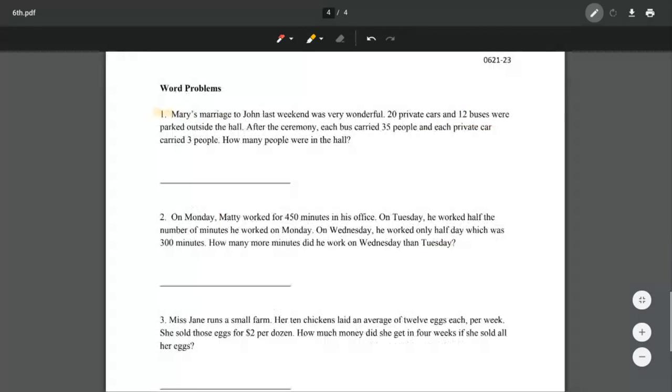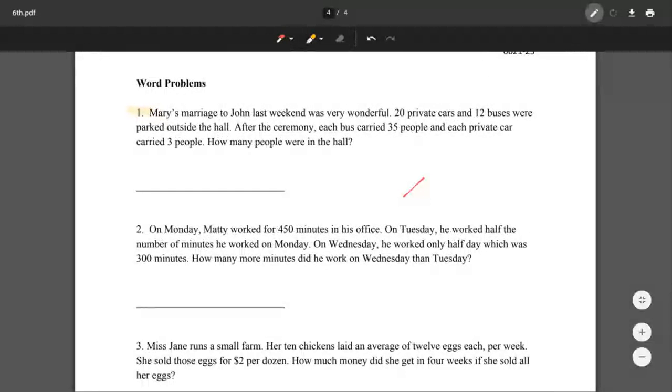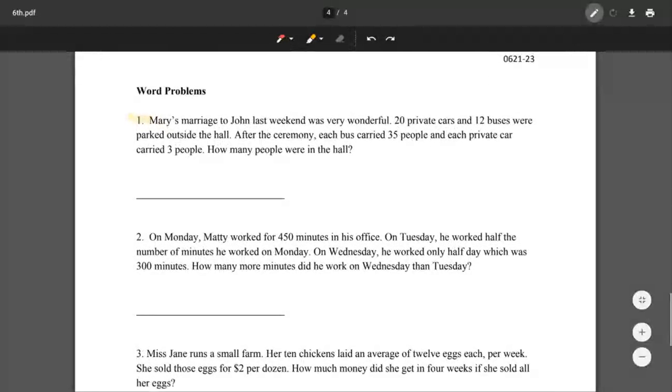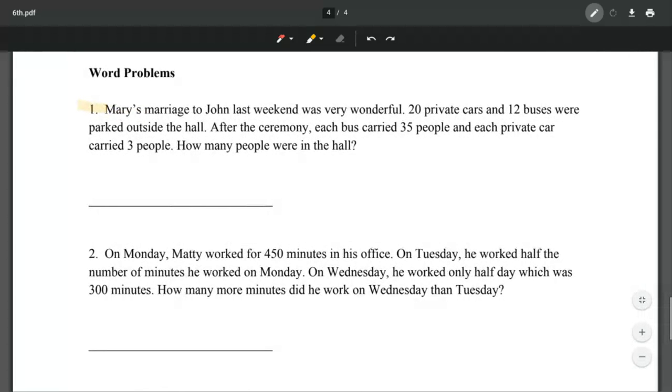And then let's go ahead and, we are on our last page and we're looking at number 1. Okay. So Mary's marriage to John last weekend was very wonderful. 20 private cars and 12 buses were parked outside the hall after the ceremony. Each bus carried 35 people, and each private car carried 3 people. Okay, so how many people were in the hall?